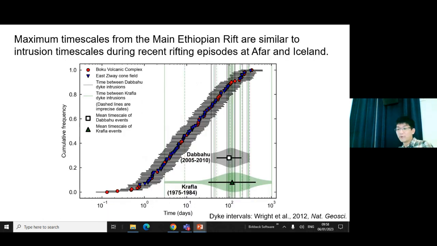And if we were to take all of our timescales and stack them up with each other and compare the maximum timescales to what we get from dike intrusion intervals at the Bahu and Krafla, we can see that the maximum timescales we get quite neatly actually line up with the timescales of dike intrusion during active rifting episodes at the Bahu and at Krafla. So that might suggest that perhaps there are common, maybe even generic controls on dike intrusion at these two settings. This is the most hand-wavy part of the entire chapter. So I'm just curious as to what people might think about this.